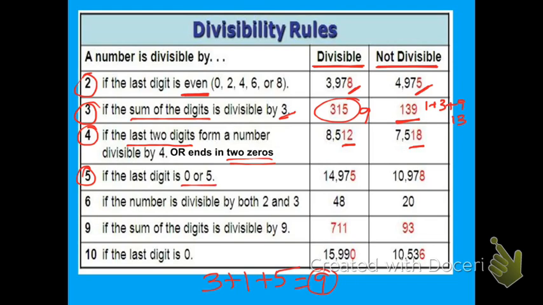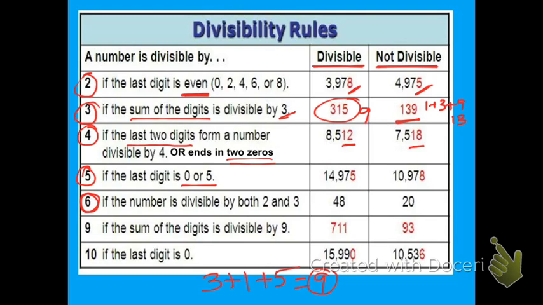Now, 5, that's probably one that you've heard for a long time, like 2. If the last digit is a 0 or a 5, 5 divides into it. So 14,975, but not 10,978. Okay?